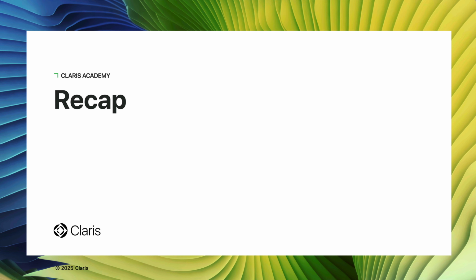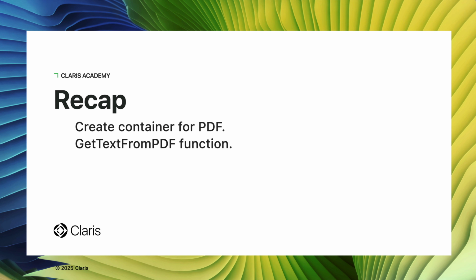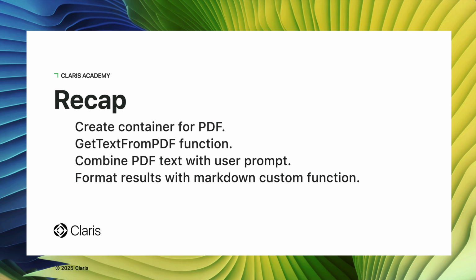To recap this lesson, we created a container field in our file. In it, we put a PDF. Then we used a function called GetTextFromPDF and combined that with the existing user text in the prompt. That way the user can query for information contained inside the PDF. Next, we learned that models typically return text with markdown characters included, and we applied a custom function to format the text as bold when markdown was included.